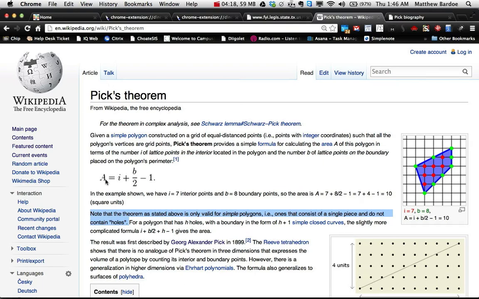Remember, the area formula for Pick is the number of points on the inside plus the number of points on the boundary divided by 2, all subtracted by 1.